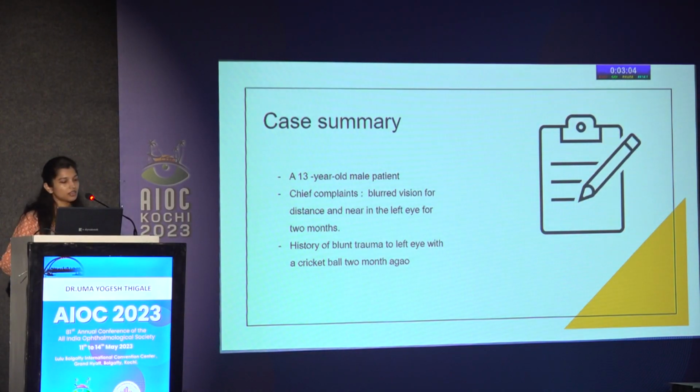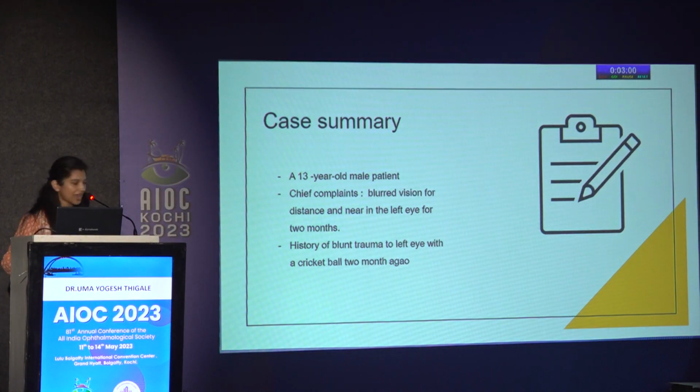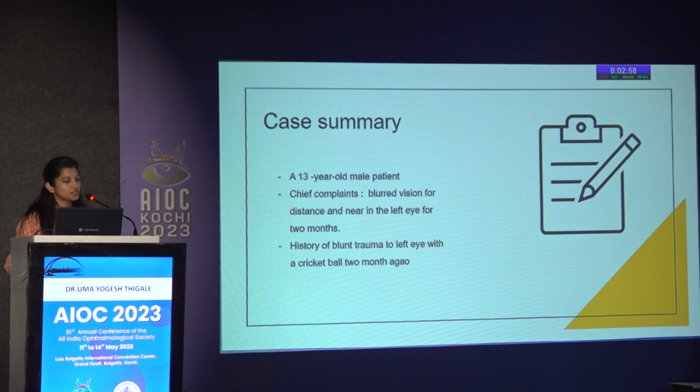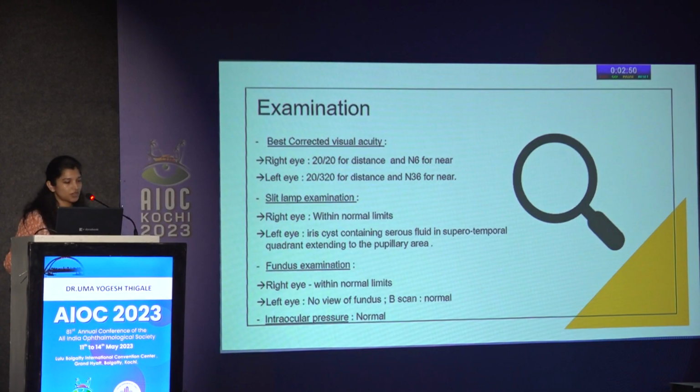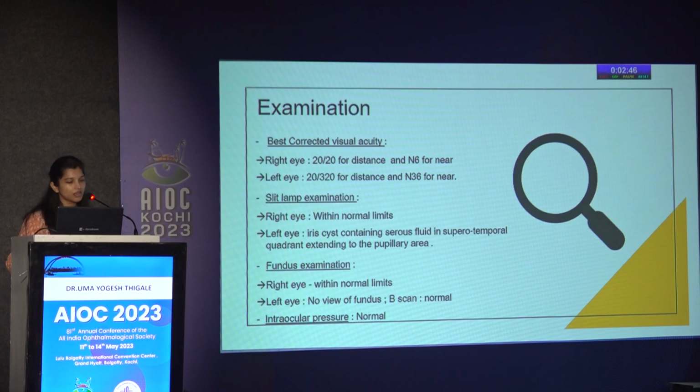We had a 13-year-old male patient who came with complaints of blurred vision for distance and near since 2 months. He gave a history of blunt trauma to the left eye with a cricket ball 2 months ago. The best corrected visual acuity in the right eye was 20/20 for distance and N6 for near. However, the left eye showed distant acuity of 20/23 and near N36.